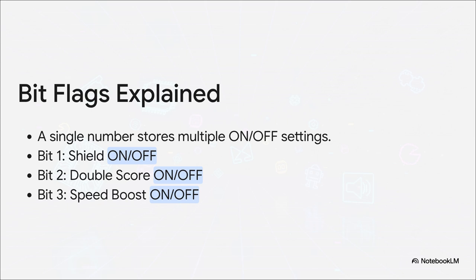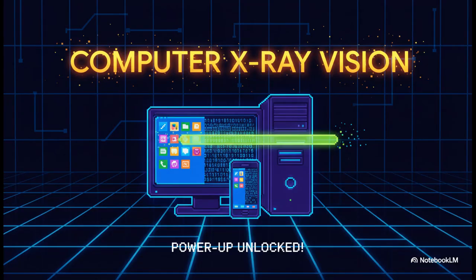Is the first bit on? Cool, your shield is up. Is the third bit on? You've got a speed boost. It is an incredibly clever and efficient way to store data. And finally, you get the ultimate power-up. This gives you a kind of X-ray vision. You can now see how computers actually store information at the most fundamental level.